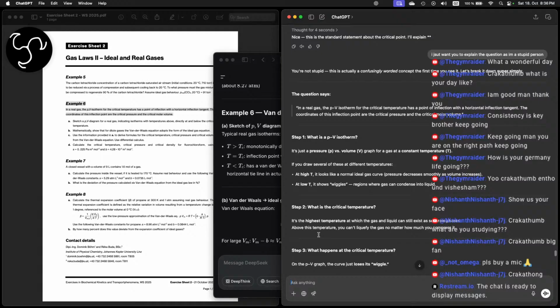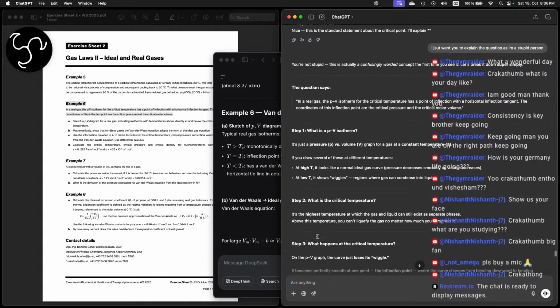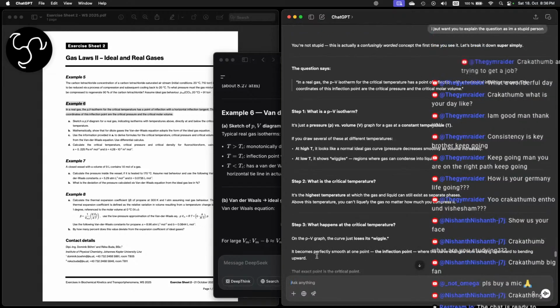What is a PV isotherm? What is critical temperature? It's the highest temperature at which gas and liquid can exist. What happens at critical temperature? The curve just loses its wiggle. It becomes perfectly smooth at one point, the inflection point, where the curve changes from bending downwards to bending upwards.